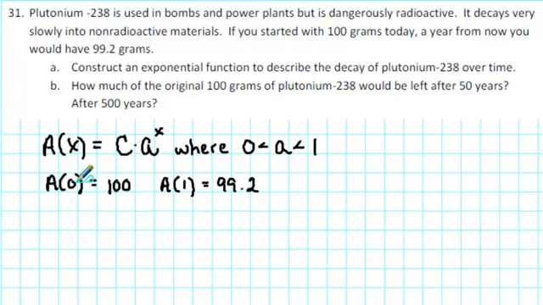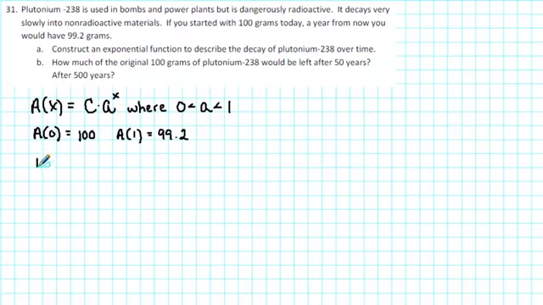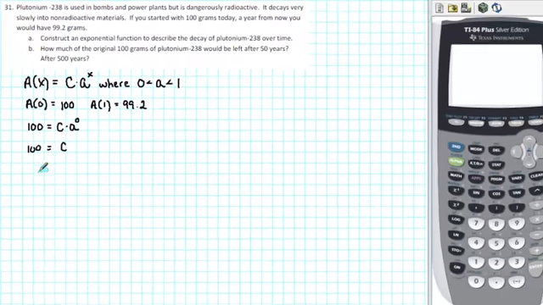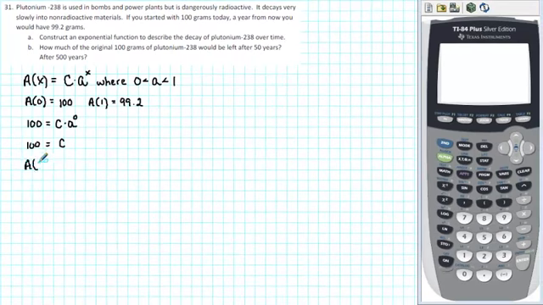So let's start off with A of 0 is equal to 100. We'll substitute 100 for the amount and 0 for x. So we get 100 is equal to c times a raised to the 0 power. Well, a to the 0 is equal to 1, and 1 times c is c, so we've just learned that c is equal to 100. So our function is A of x is equal to 100 multiplied by a raised to the x. We just have to figure out what is the value of a.